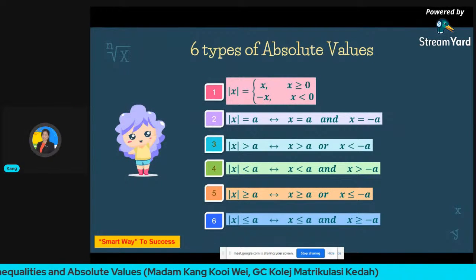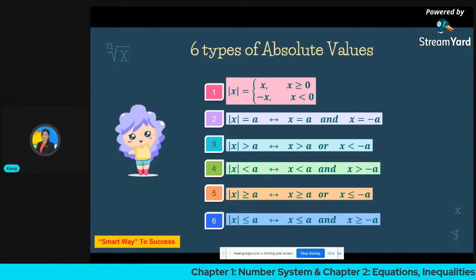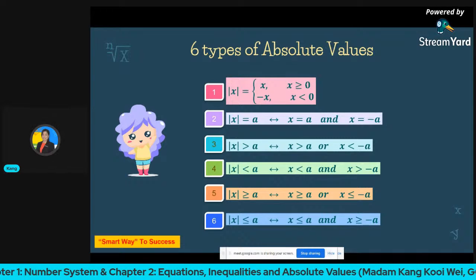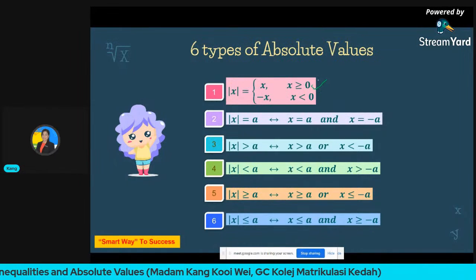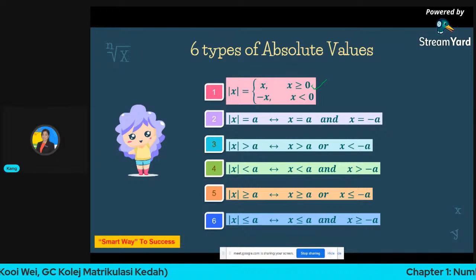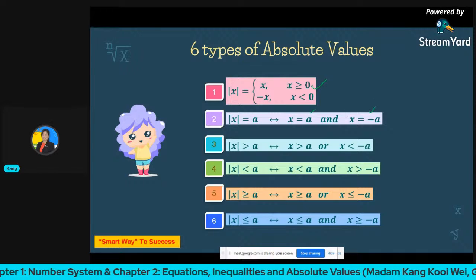For absolute value, we have 6 types: 1, 2, 3, 4, 5, 6. The first one is opening the modulus using the basic definition. When we open this modulus, we get positive x for x greater than or equal to 0, and negative x for x less than 0. You already learned this in chapter 5, opening the modulus function. Then the second one is modulus x equal to a. When we solve this equation of the modulus, we need to consider the positive a and also the negative a.